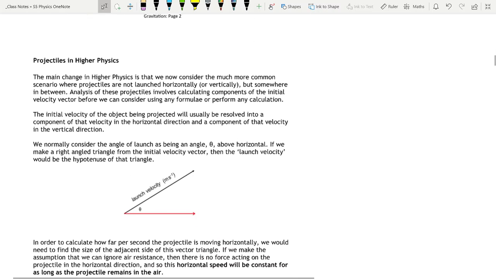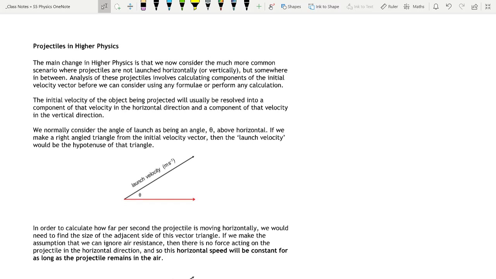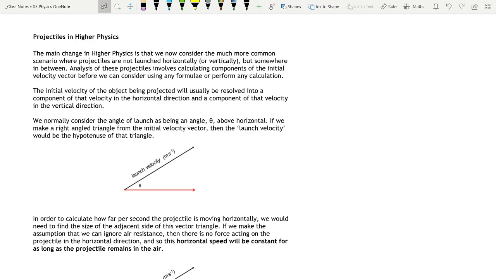Okay, so projectiles in higher physics. The difference between projectiles in National 5 and in higher is that in higher physics they are projected at an angle, girls. So they're not projected horizontally anymore, so the vertical speed will not be 0 anymore. So we have to work out what the vertical and horizontal speeds are. So same kind of thing happens though. Vertically, there's an acceleration due to gravity. Horizontally, the horizontal speed is constant. Okay, but we have to first of all work out what those speeds would be.